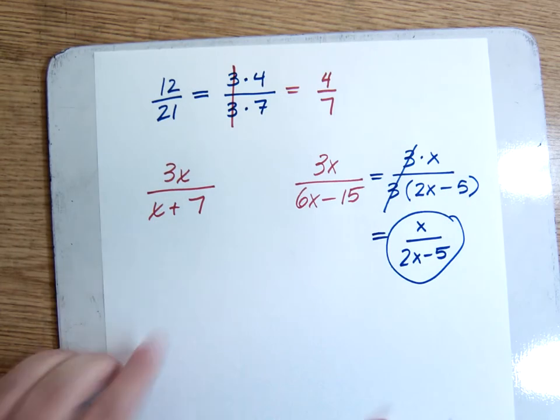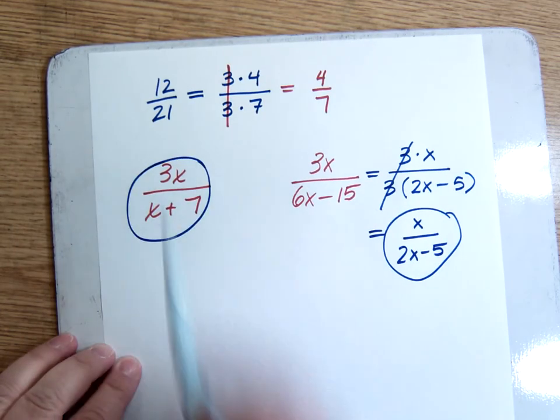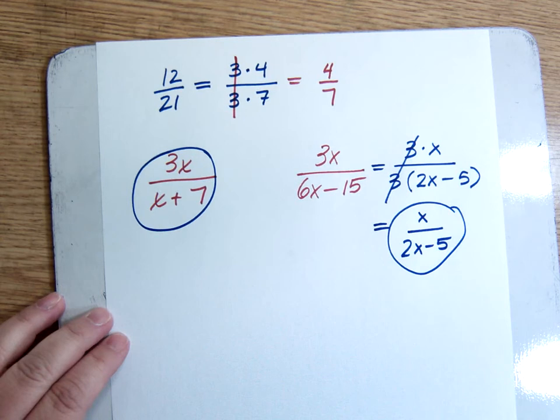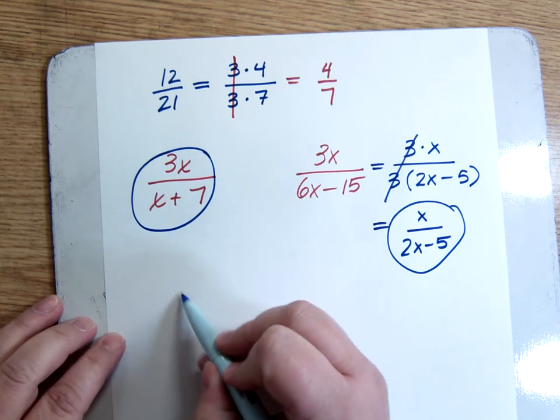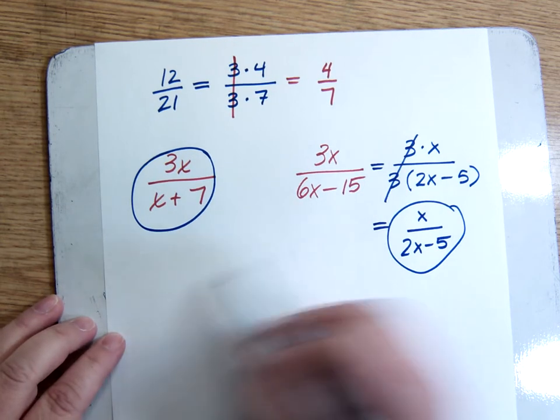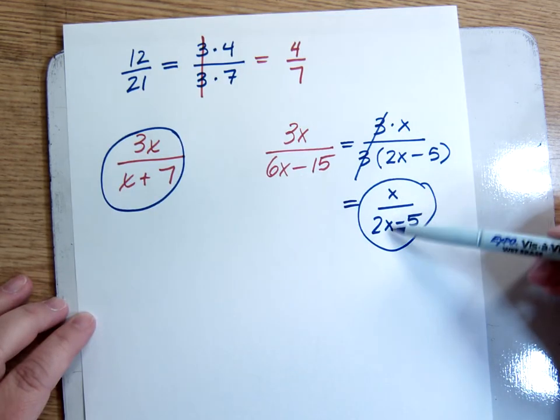Same thing here. This can't be simplified. Stop here. Very common errors on this. People want to take, let's say, it's a very similar situation. Like here. Here's a good example. People want to look at this and go, oh, look, x's will cancel.